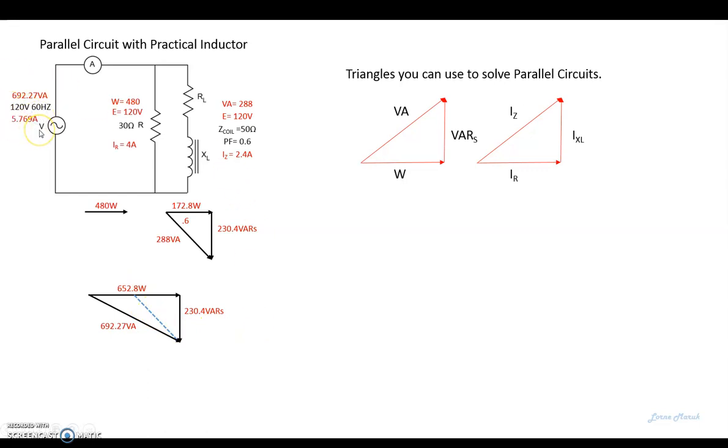We can solve for the overall current for the system. Notice that they don't add straight up. 4 plus 2.4 would be 6.4. We have to add the current vectorially. And we could have used the current triangle to prove that, but in this case, we use power.